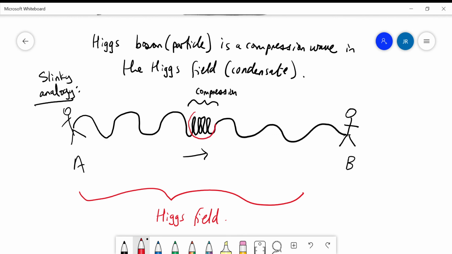But this compression wave would be the Higgs boson. Or another way to think of it would be the Higgs field is like an ocean, and a drop of water would be the Higgs boson. Okay. I think that will do us for that.